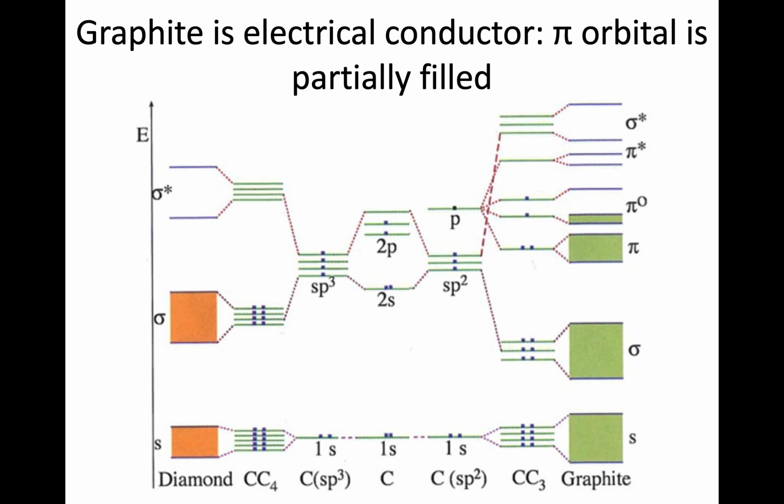So let's look at graphite. So again, graphite, we talked about those pi bonds. Because those pi orbitals are partially filled, like you see here, that gives us electrons for conduction. And so that's where the electrical conductivity of graphite comes from, those pi orbitals, sorry, that are partially filled.